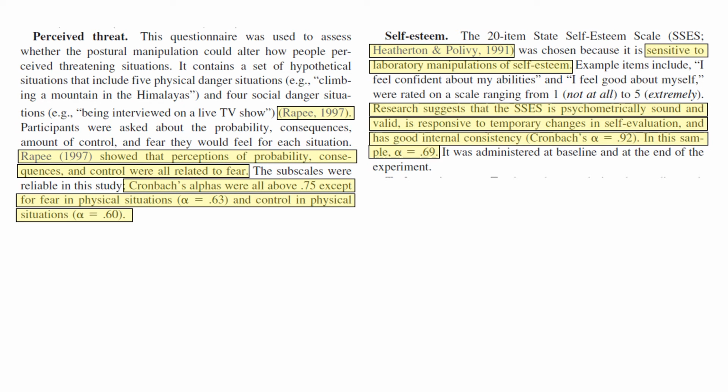The section about the self-esteem measure does include the citation at the end of the first sentence. It also includes a couple of phrases that signal it was reliable and valid for this study. One of those phrases is the one about being sensitive to laboratory manipulations. That means it's a valid measure of changes in self-esteem over a relatively short time, like the study. That goes along with the information later in the paragraph that mentions temporary changes, too. The sentence that begins, "Research suggests," has the phrase, "is psychometrically sound." That's a fancy way of saying that the forms of reliability have been tested.